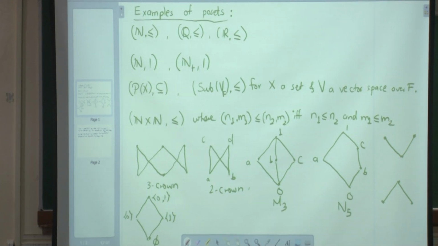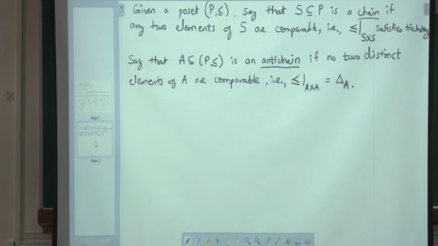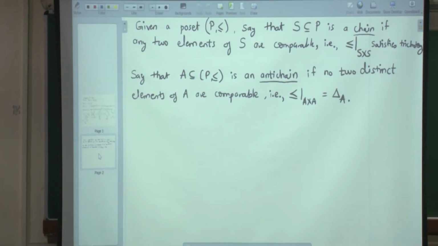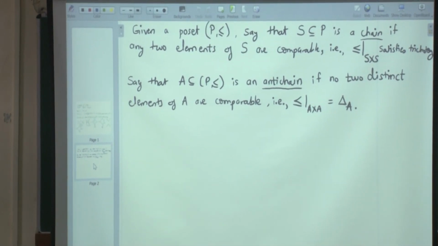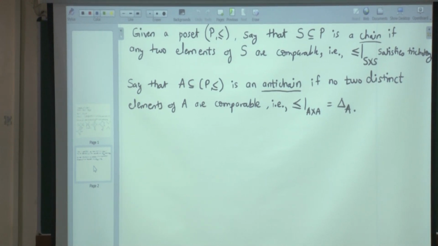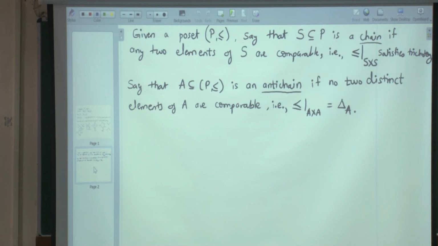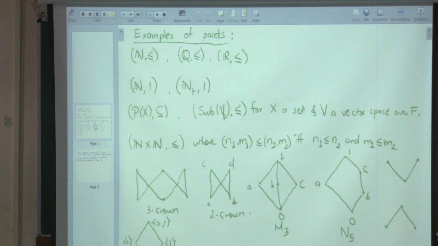Okay. Now, a completely orthogonal concept is that of an anti-chain. So, in a chain, any two elements are comparable. In an anti-chain, no two elements are comparable. Of course, except for an element with itself. Yeah, we have to exclude that possibility naturally. So, no two distinct elements are comparable.